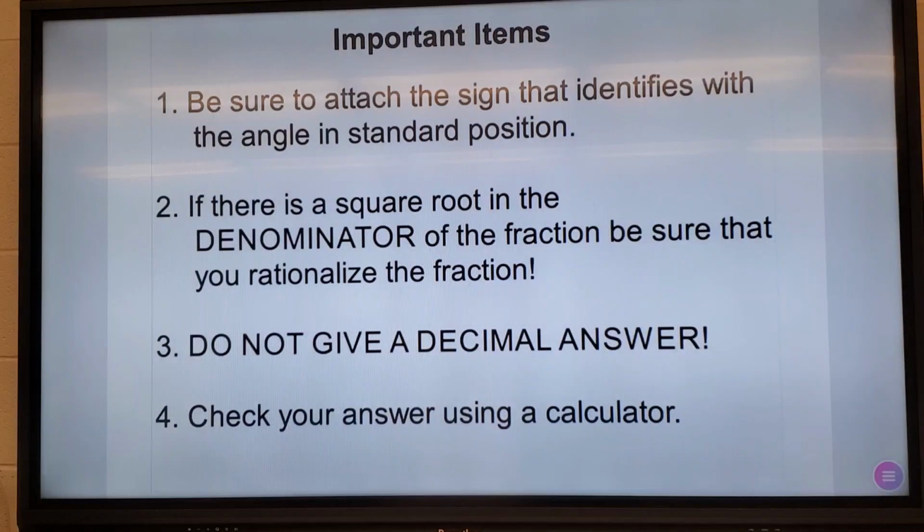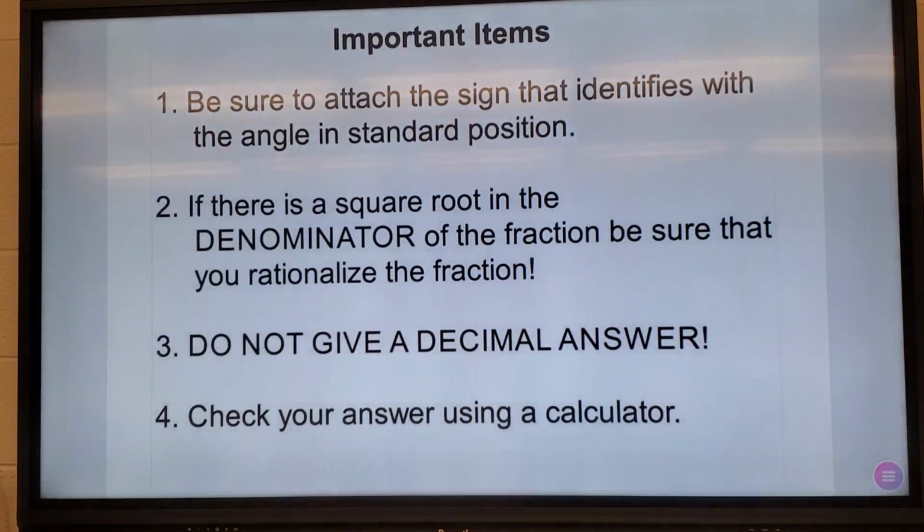Okay, important things to remember. Again, this is some of the stuff that I see very frequently as far as mistakes and errors. Be sure to attach the sign that identifies the angle in standard position. Okay. If it's negative, make sure you have a negative.